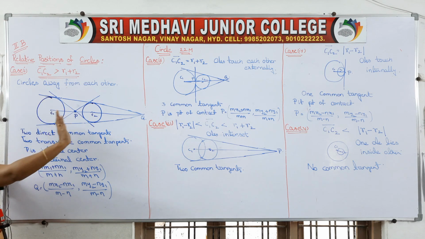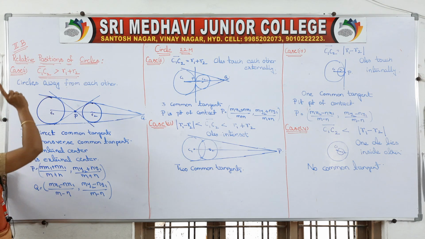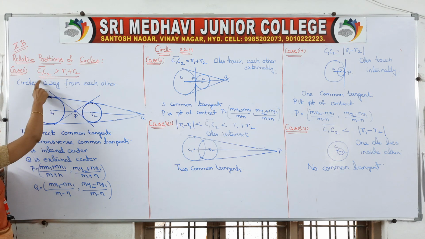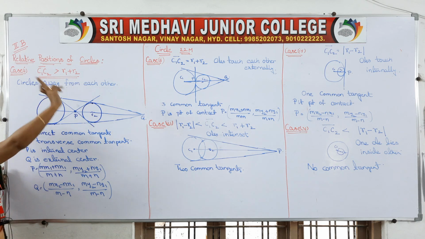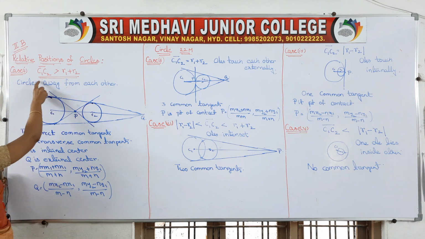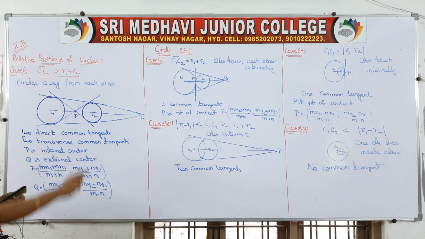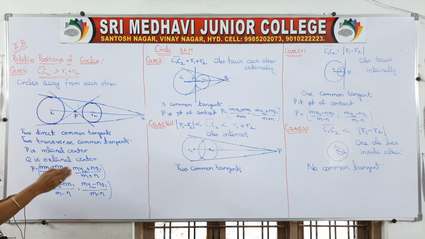So in all the questions they will give two circle equations to you. With the first circle you will get C1, R1, with the second circle you will get C2, R2. Once we have that, find the distance between C1C2 and add the radius values, then compare whether C1C2 is greater than R1 plus R2, whether C1C2 is equal to R1 plus R2, whether it is less than or equal to modulus of R1 minus R2. Like that we have to check.